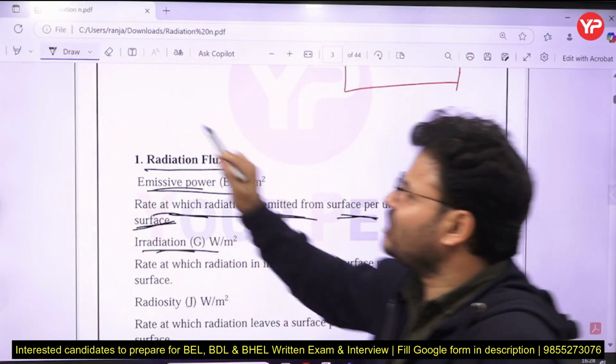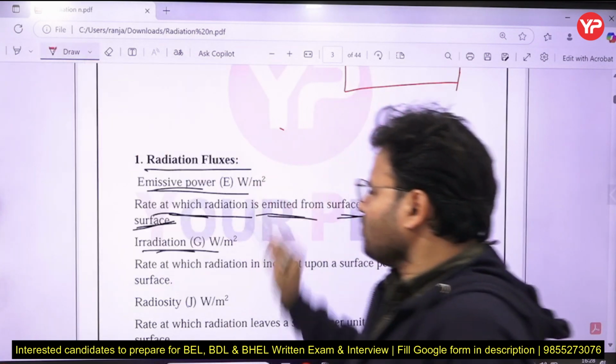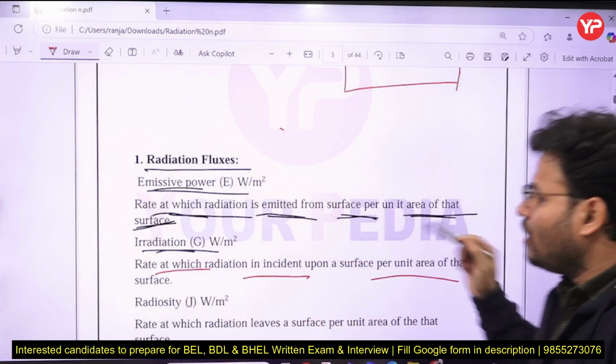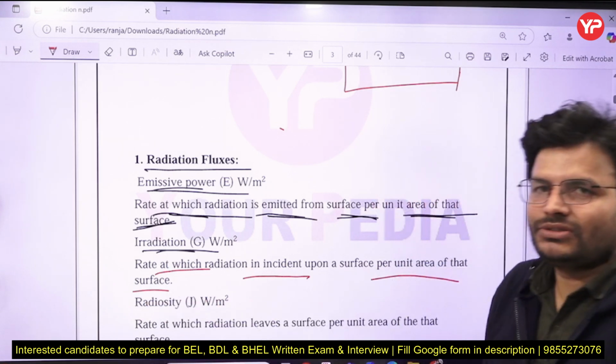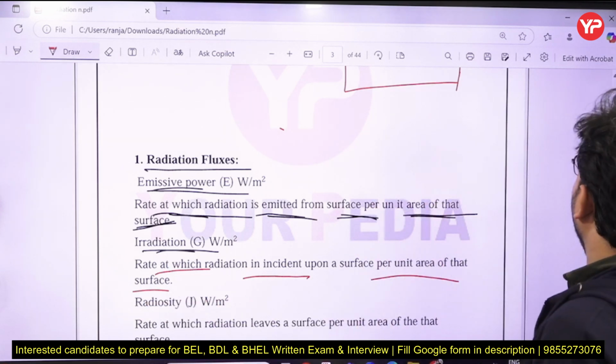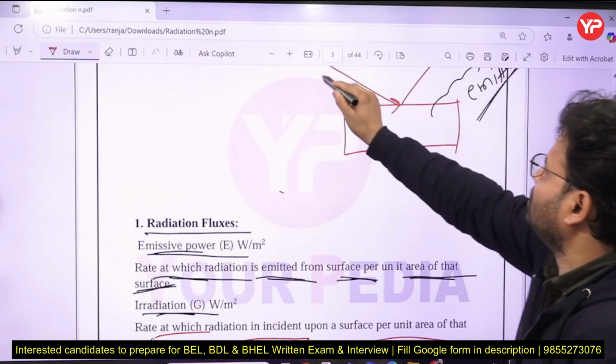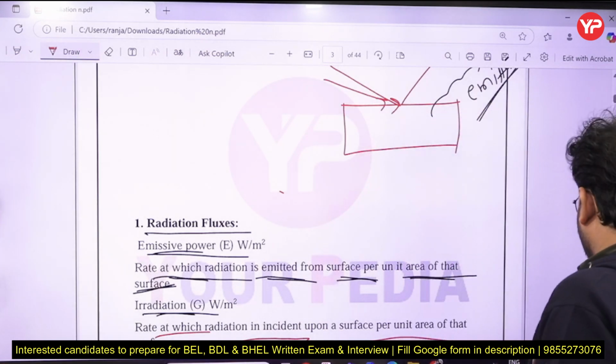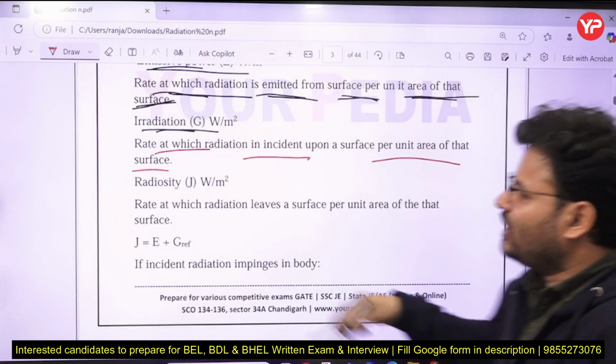What is irradiation? What do you mean by irradiation? Irradiation is the rate at which radiation is incident upon a surface per unit area of that surface. Whatever rays are coming onto that surface per unit area, that is called what, my dear friends? Irradiation. And one more term that I will discuss: radiosity.